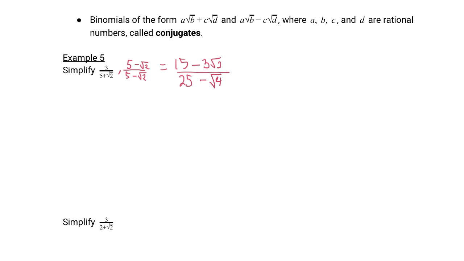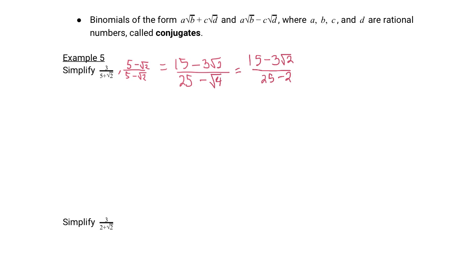Let's simplify just a bit. Can't do anything with the top. It's as good as it gets. We can't simplify 15. It's just 15, minus 3 square root of 2. Square root of 2, you can't factor any perfect squares out of there. So that's as good as it gets. On the bottom, 25 stays 25. But the square root of 4, that is a perfect square. And the square root of 4 is 2. So that's going to be minus 2.